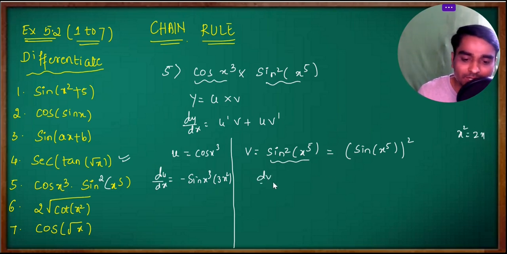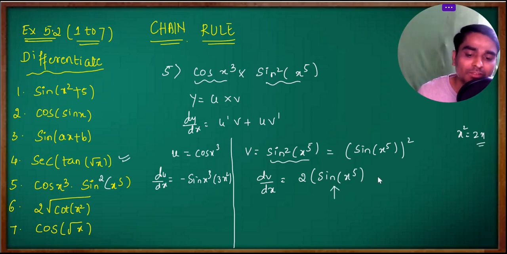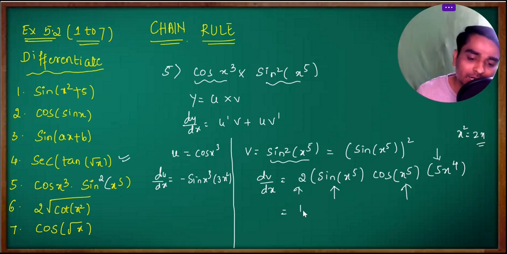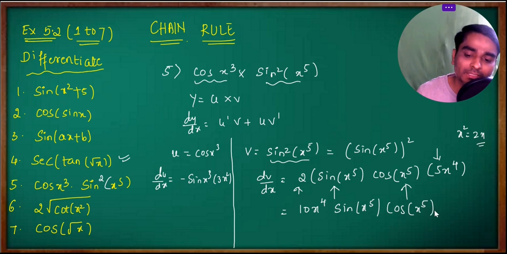So from here I will get dv by dx equal to, first step, 2 sin of x to the power 5. First, this part is over. After that, what is the differentiation of this sin of x to the power 5? That is cos of x to the power 5. Now, what is the differentiation of x to the power 5? Which is 5x to the power 4. Here we will stop, as everything is differentiated. So I got here 2 into 5, that is 10, into x to the power 4, correct? Sin of x to the power 5 into cos of x to the power 5. This is our dv by dx.